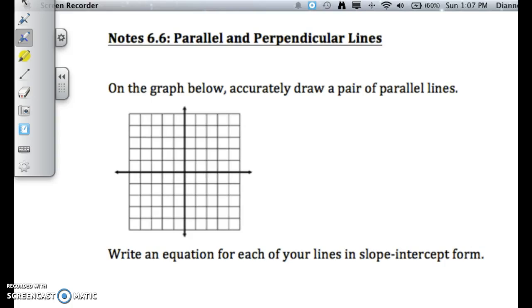Okay, here we go. Notes on 6, parallel and perpendicular lines. On the graph below, accurately draw a pair of parallel lines. So you can either follow what I do or turn it off and make your own set of parallel lines.